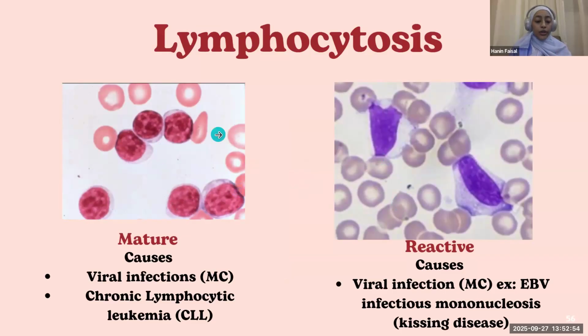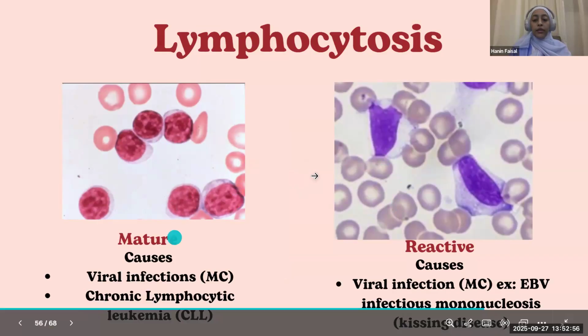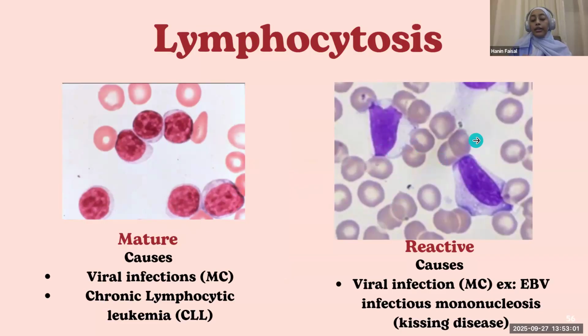Another cause for lymphocytosis is chronic lymphocytic leukemia. For the reactive one, which looks like those funny lymphocytes, it happens in a viral infection. There's a virus called EBV, which is Epstein-Barr virus, in a disease called infectious mononucleosis. It's also called the kissing disease because it's transmitted by kissing. That's why it's called the kissing disease. Just important to know that in infectious mononucleosis, you're going to see lymphocytosis, but the reactive part, where you can see those funny cells.